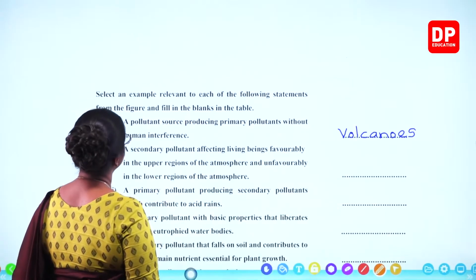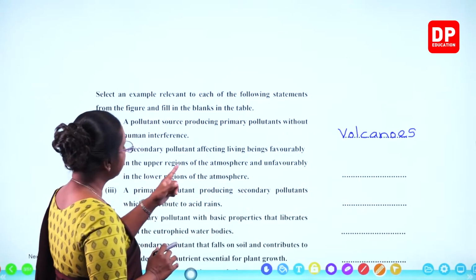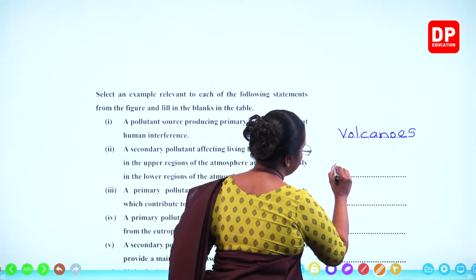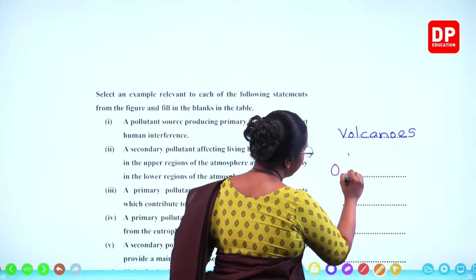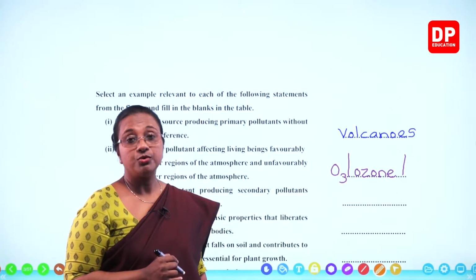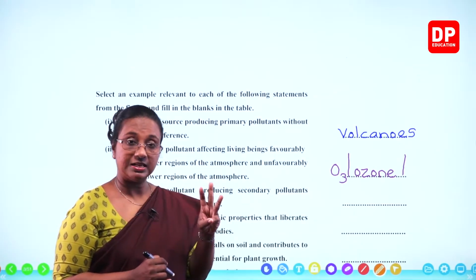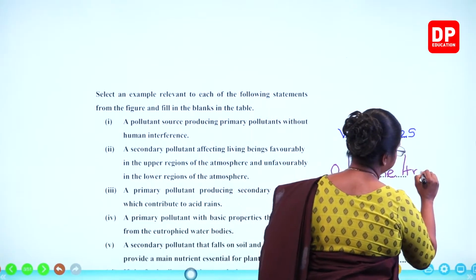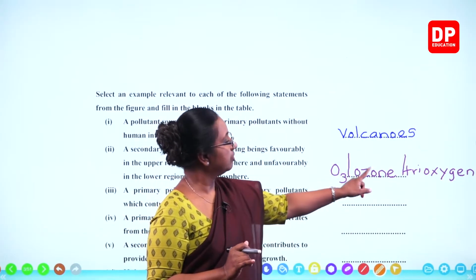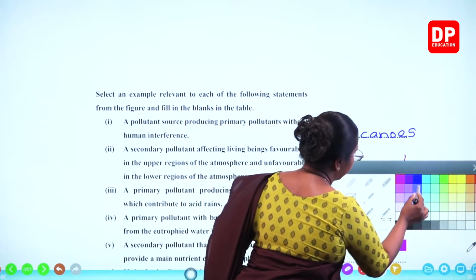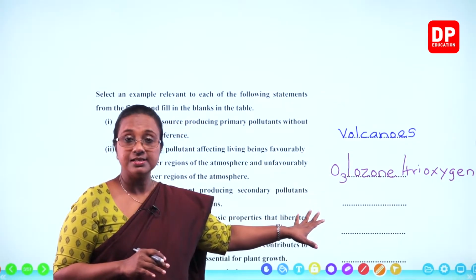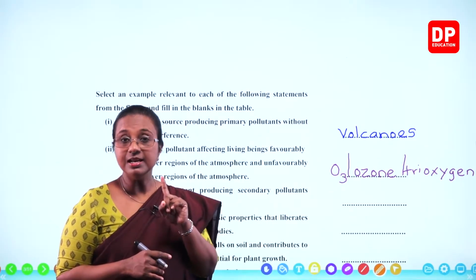So now you all know the answer. A secondary pollutant affecting living beings favorably in the upper regions of the atmosphere and unfavorably in the lower regions of the atmosphere. It is O3. You can write the chemical formula, or you can write it as ozone. Another name that is used to indicate ozone is trioxygen. There are 3 oxygen atoms, so it is written as trioxygen. You can write that as well. So, one of the 3 answers: O3, ozone or trioxygen. Like I have mentioned before, students, I'll repeat that: in these questions, I'm writing all 3 answers which are correct. You need to write only one answer.